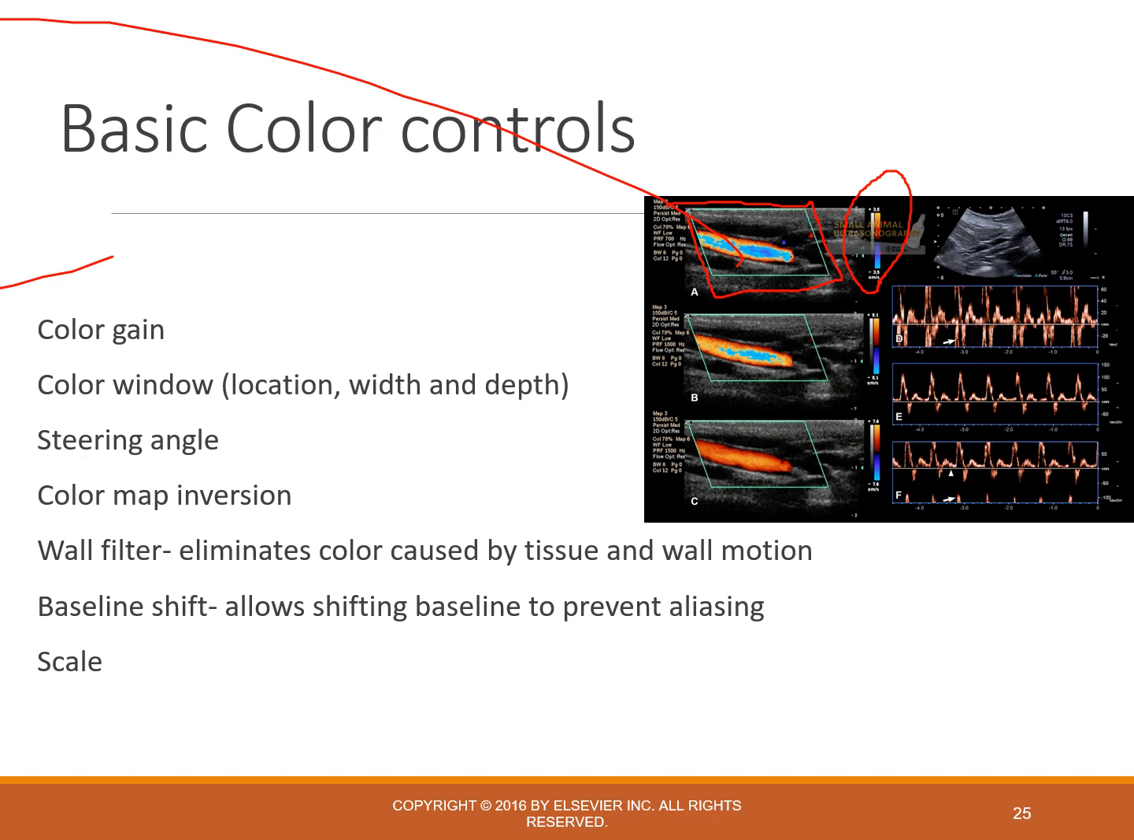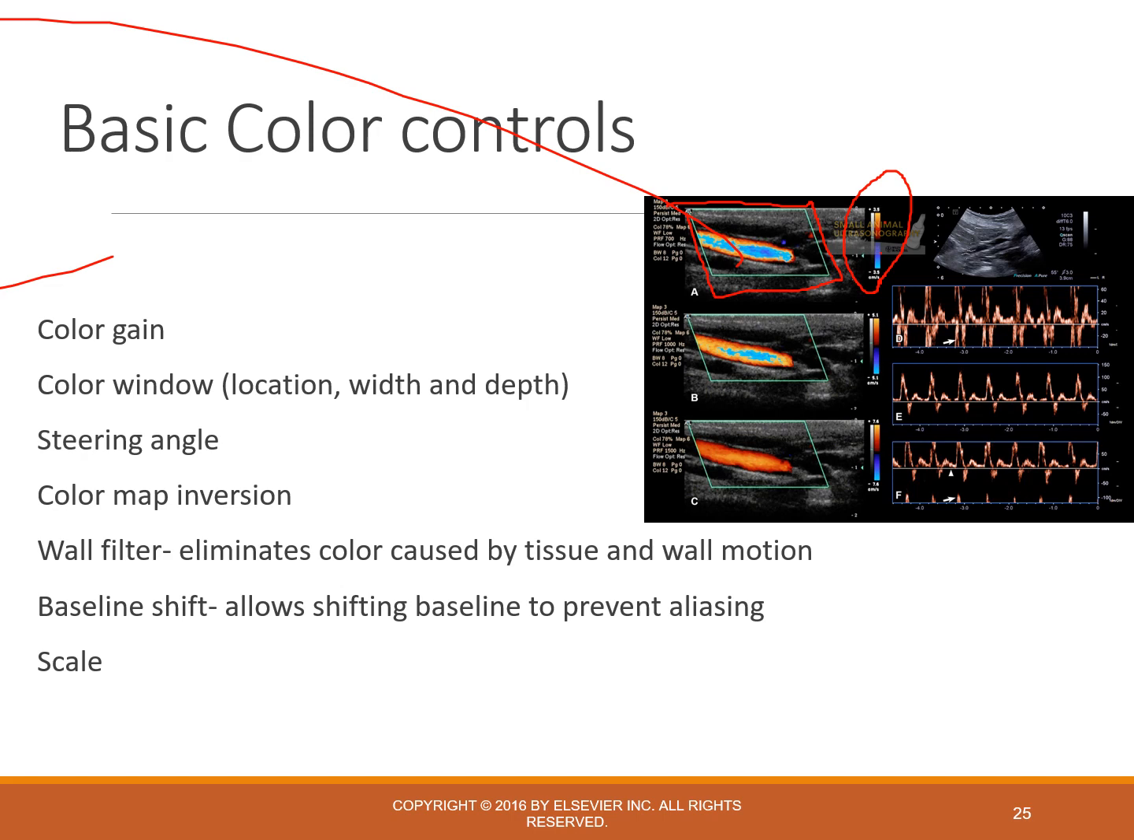I also mentioned a little bit ago wall filter. So because color is going to be shown anywhere that there is motion, if I am struggling with either, maybe in this case, it's like a carotid, maybe I have some pulsatility in that carotid artery that's distracting me or showing bleeding of the color out into the wall, I can increase my wall filter or turn down my gain to help eliminate that color.